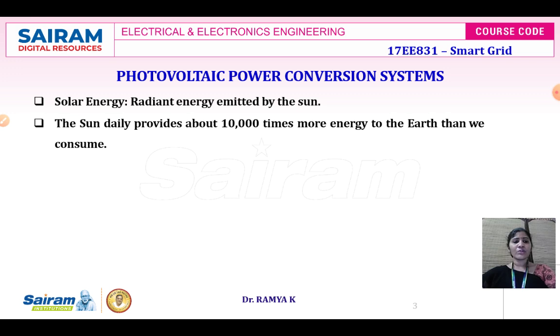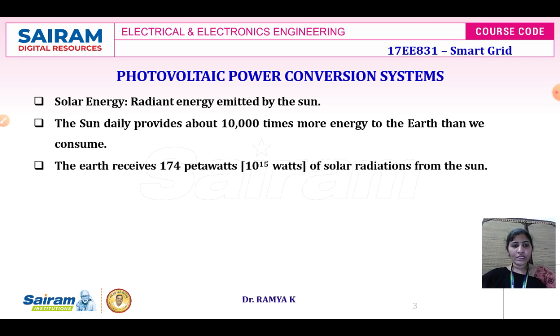But the sun is so powerful and it can develop energy which is 10,000 times larger than the power that we are consuming. Thus, Earth is capable of receiving 174 petawatts. It is not in terms of 1 megawatt, 2 megawatt; it is petawatt. Petawatt is nothing but 10 to the power of 15.